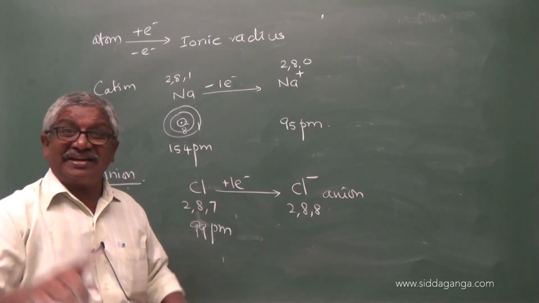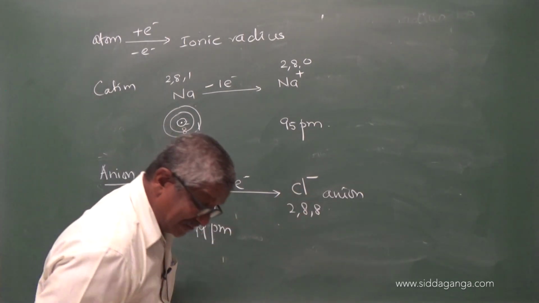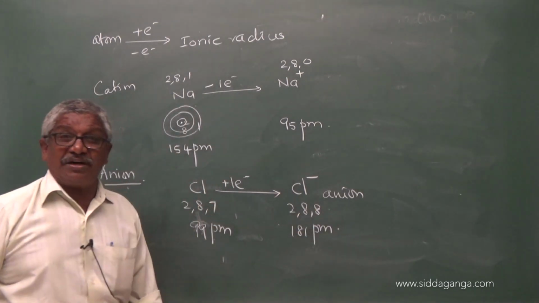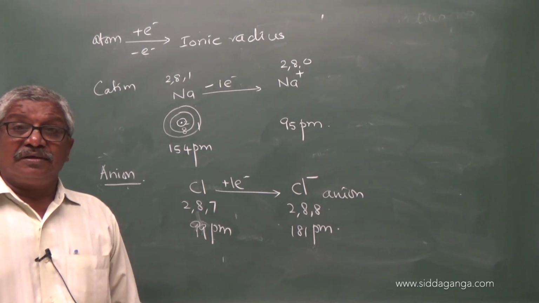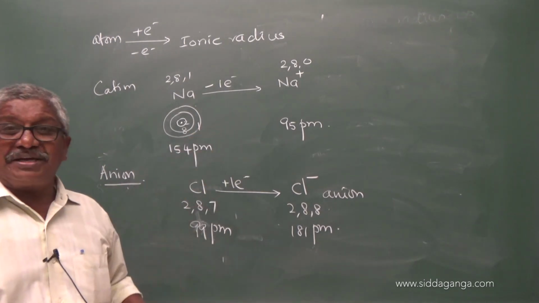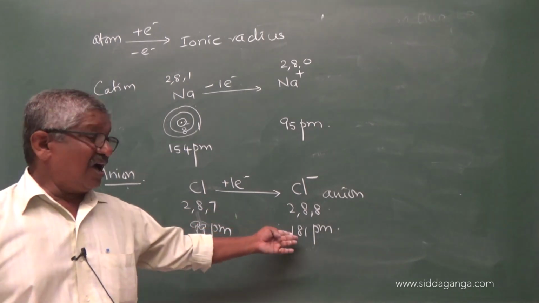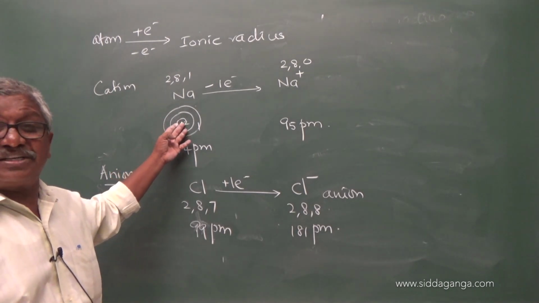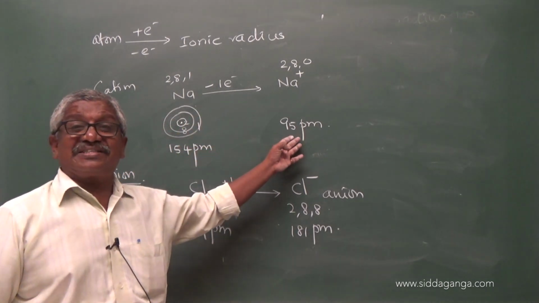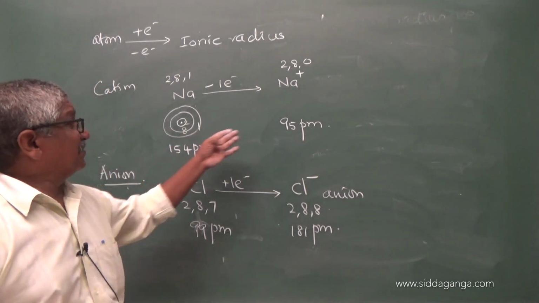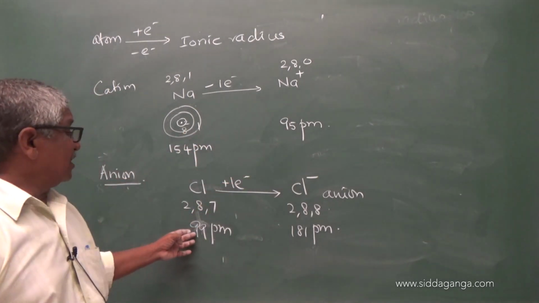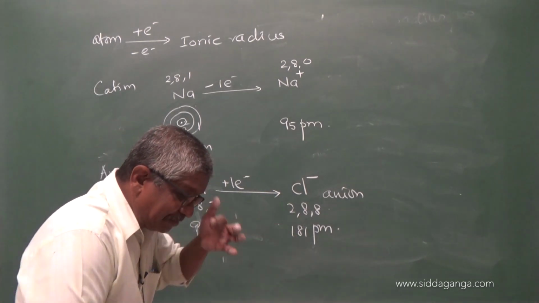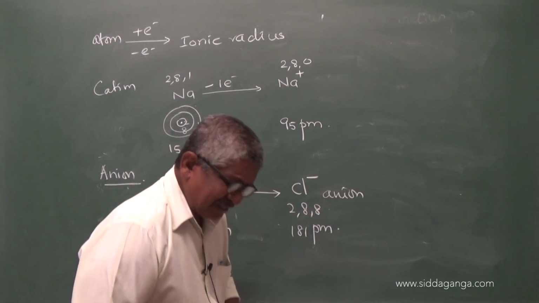After gaining 1 electron, the chloride ion has a radius of 181 picometer. So we compare the atomic radius. The anionic radius is greater. The cationic radius is lesser than the atomic radius. Here 154, here 95, here 99, here 181 picometer. Remember it the same way.